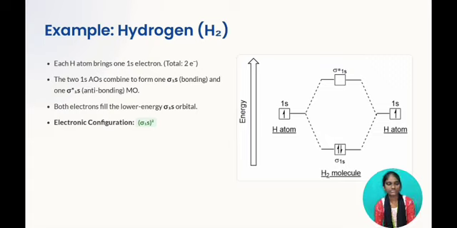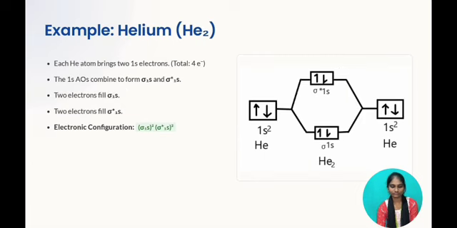Example, hydrogen. Electronic configuration is 1s1. Each hydrogen atom brings one 1s electron. The two 1s atomic orbitals combine to form one sigma 1s bonding and one sigma star 1s anti-bonding molecular orbital. Both electrons fill the lower energy sigma 1s orbital. Electronic configuration is sigma 1s2. This is the energy level diagram of hydrogen.